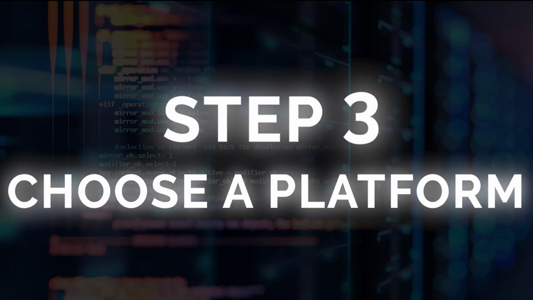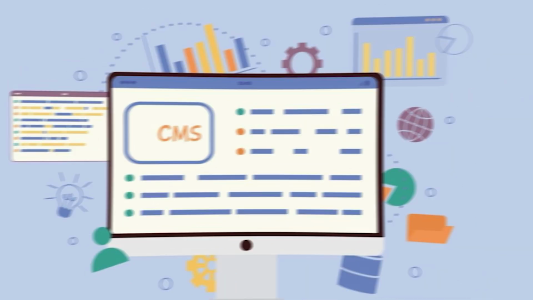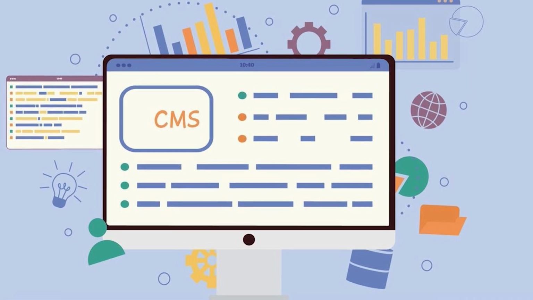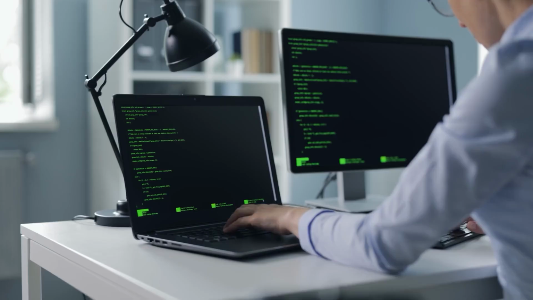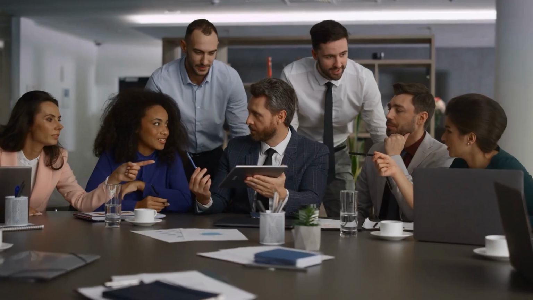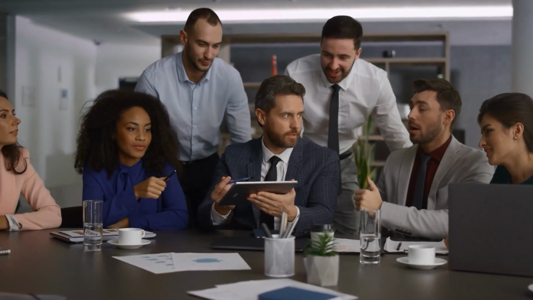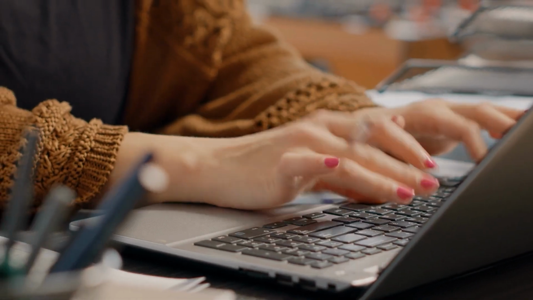3. Choose your platform. Decide whether you'll use a website builder like Wix or Squarespace, or even a content management system, CMS, like WordPress, or if you'll custom code your entire website. Each option has its pros and cons, so choose the one that best fits your technical skills and project requirements.